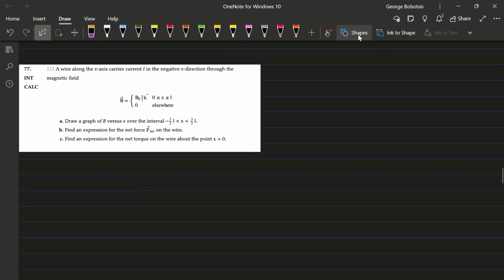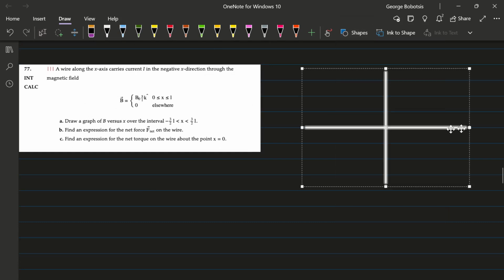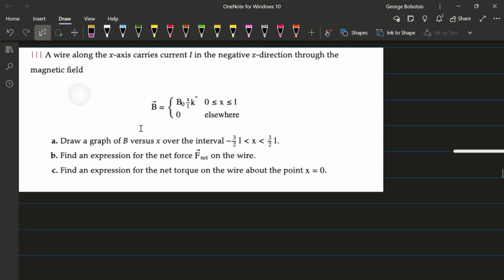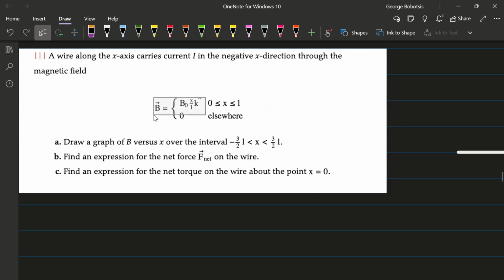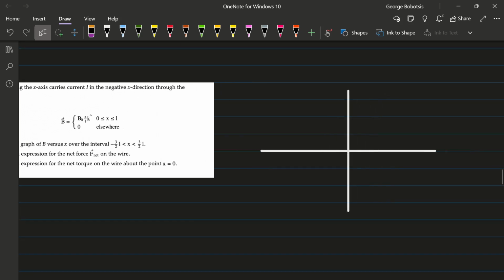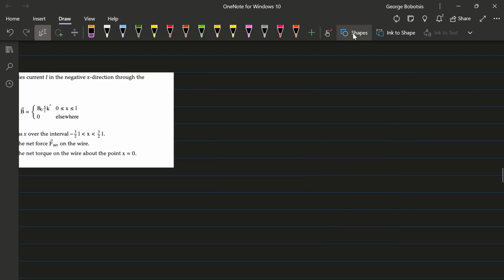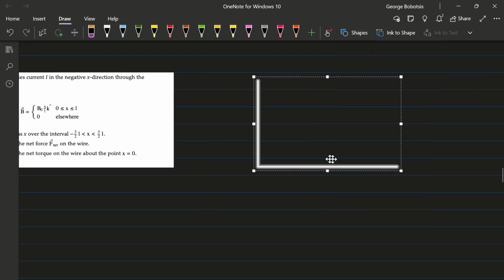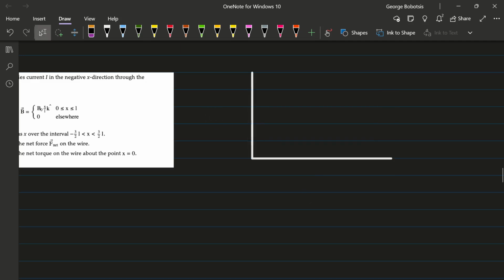Okay, so they need a graph. Sure thing. What are we drawing? From 0 to 1, we exist. We don't exist anywhere else. Well, easy problem for me. That means I can do this kind of plot. And that's the magnetic field versus x. So you only exist between, again, 0 and 1.